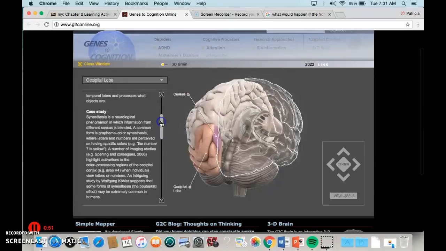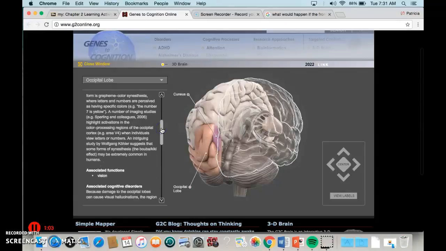Case study: Synesthesia is a neurological phenomenon in which information from different senses is blended. A common form is grapheme-color synesthesia, where letters and numbers are perceived as having specific colors. For example, the number 7 is yellow. A number of imaging studies highlight activation in the color processing region of the occipital cortex when individuals see letters or numbers. An intriguing study by Wolfgang Kuhler suggests that some forms of synesthesia may be extremely common in humans.